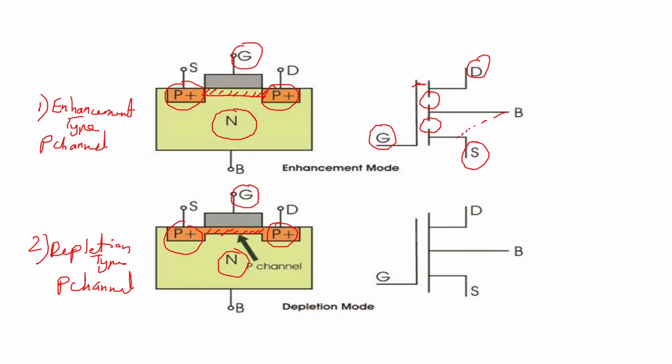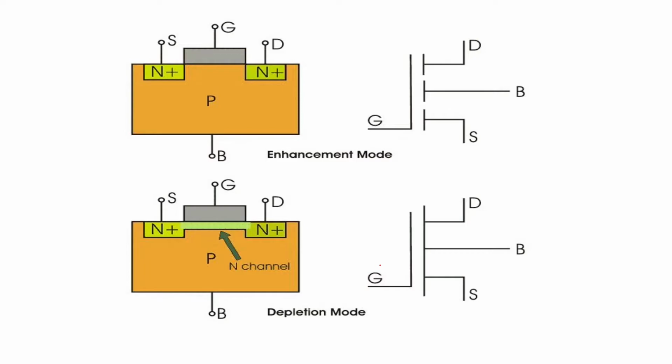Same thing for depletion type also. There is an insulated gate, but you don't have gaps here because the channel already exists. Then you have drain here, source here, and body here. Body will be internally connected to source and the gate will be insulated. So this will be your P channel enhancement type and depletion type of MOSFET. Similarly, you can see N channel depletion type and enhancement type MOSFET. So here you can see this.